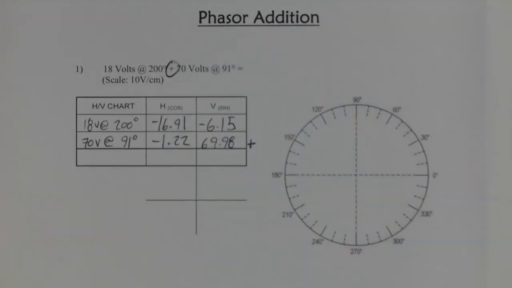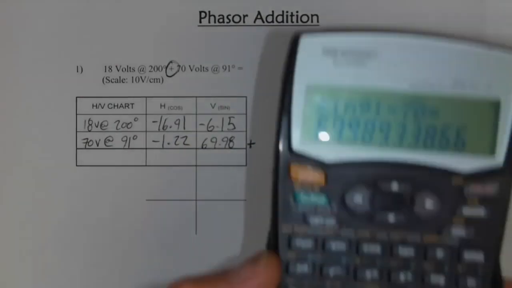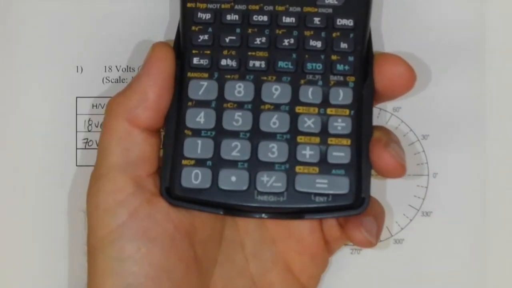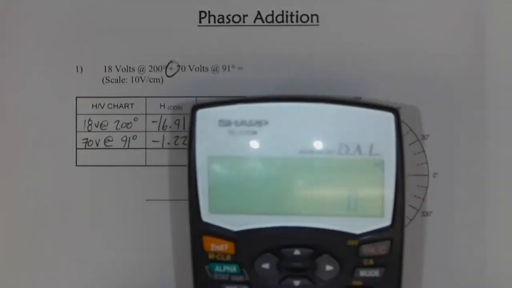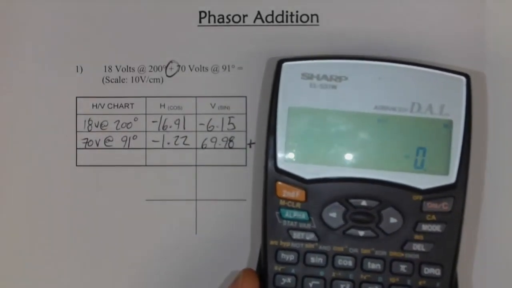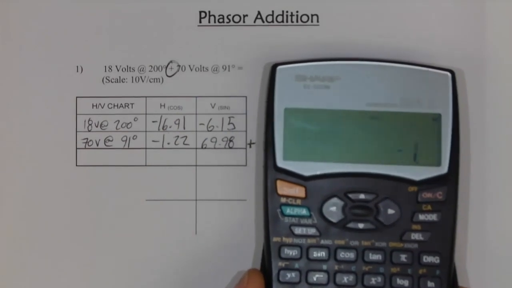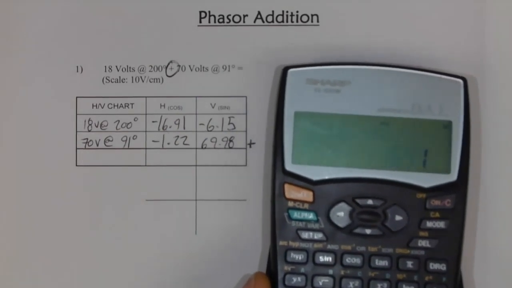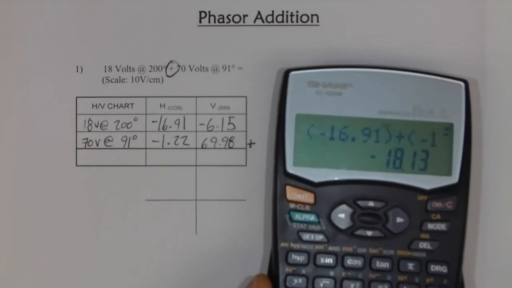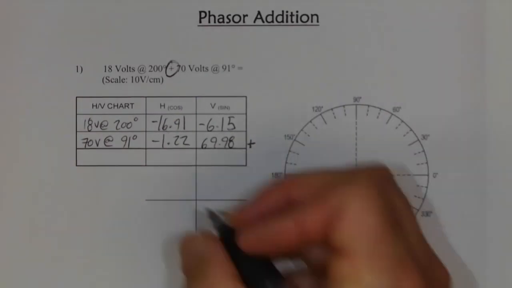You need to add these together, taking into account their polarities. And so the easiest way to do that is use this button down here. There's your negative symbol. And all I'm going to do is add these things up. So I'm going to add up the horizontals. So negative 16.91 plus negative 1.22 equals negative 18.13.